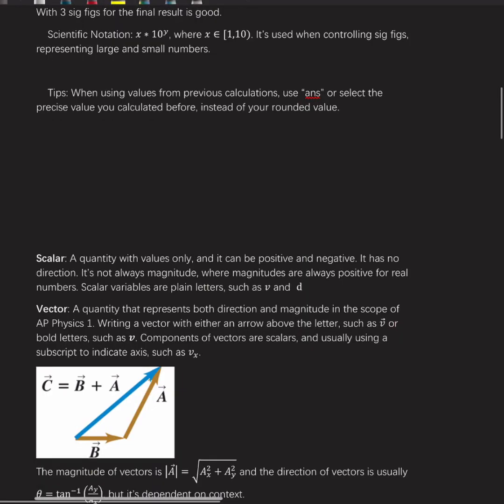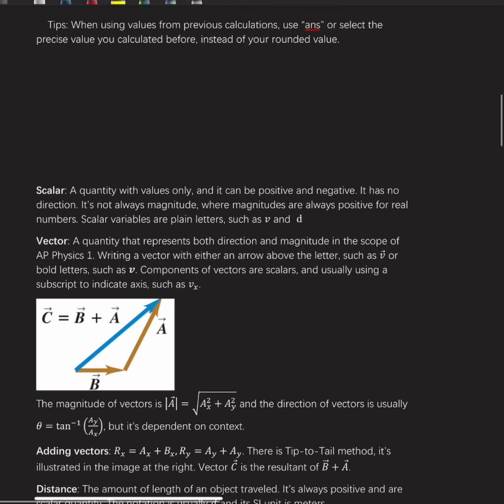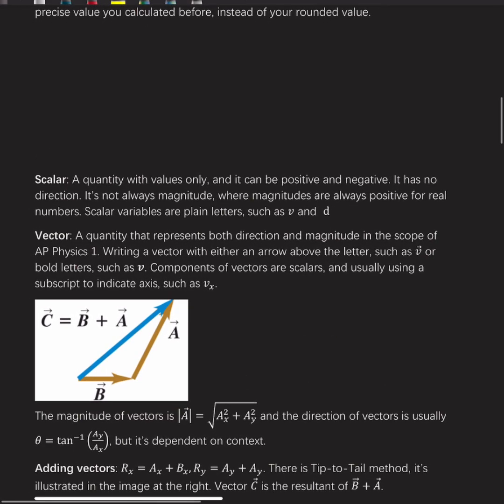Okay, and this is the actual Unit 1. Let's begin with scalars. A scalar is a quantity with value only, and it can be positive or negative. There's a common misunderstanding that a scalar cannot be negative, but a scalar can be negative. It has no direction, and some of the scalars are scalar variables, just letters such as v and d.